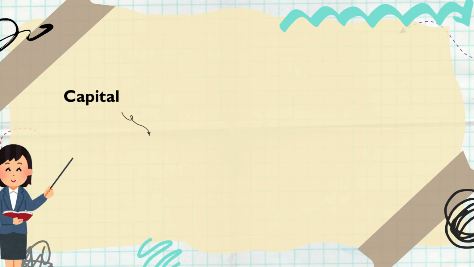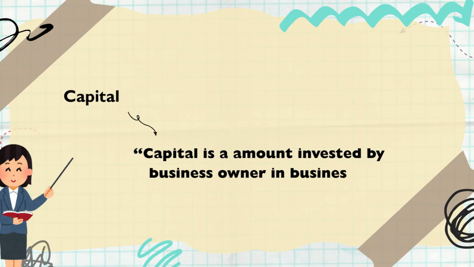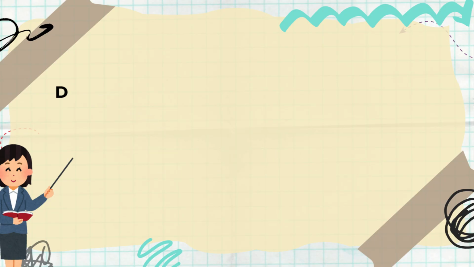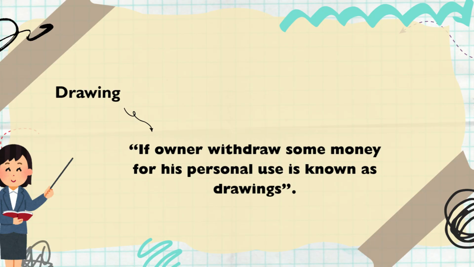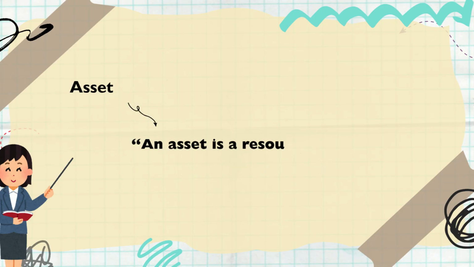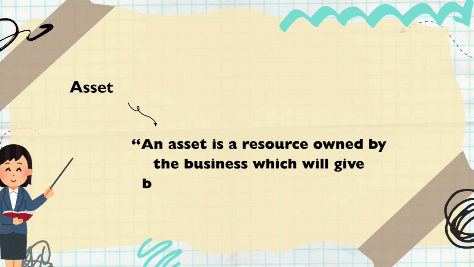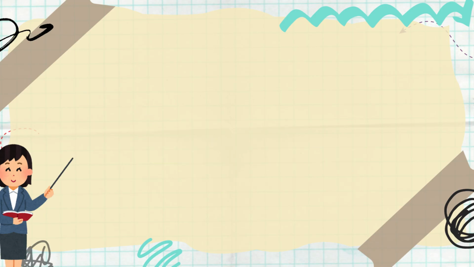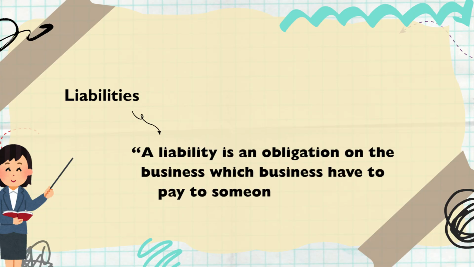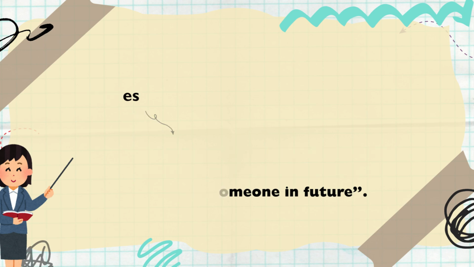Capital. Capital is the amount invested by the business owner in the business. Drawings. If the owner withdraws some money for personal use, it is known as drawings. Assets. An asset is a resource owned by the business that will provide benefits to the business in the future. Liabilities. A liability is an obligation of the business that the business has to pay to someone in the future.